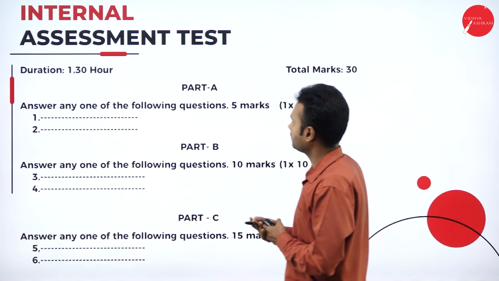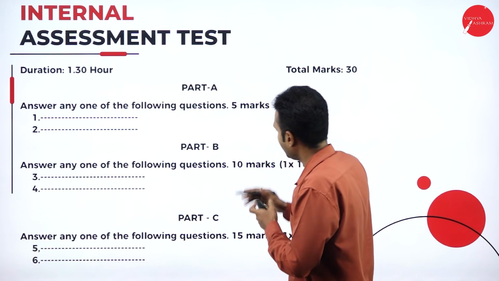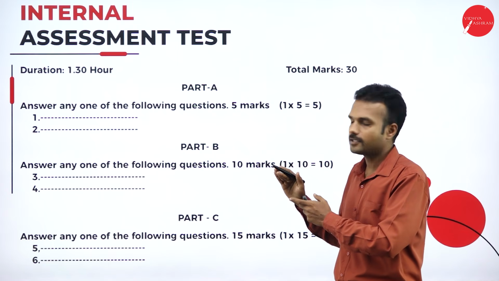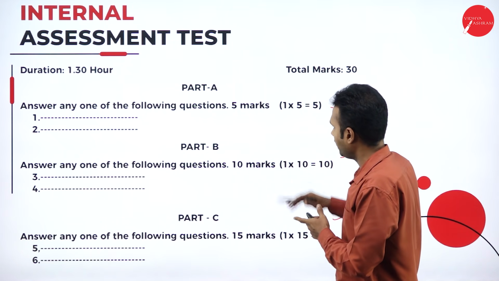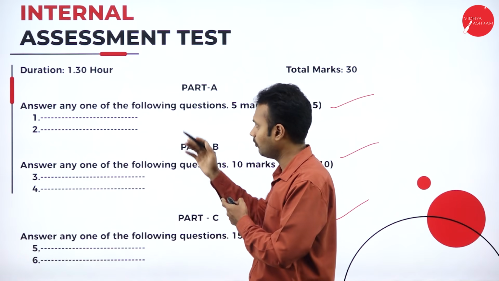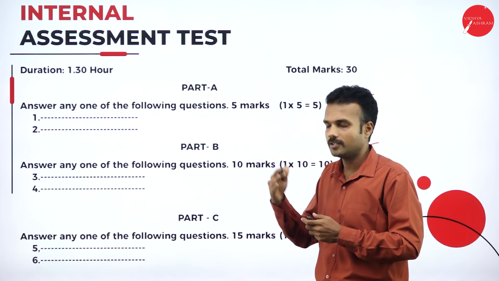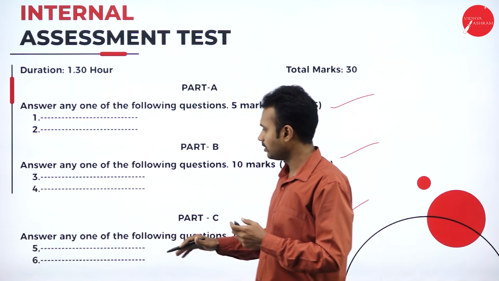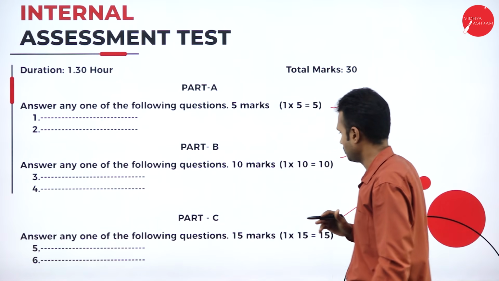This is the question paper pattern for your test that is being conducted. This question paper pattern is also classified into 3 categories: part A, part B and part C. Part A has 2 questions of 5 marks, of which you need to attend any one among the 2 questions. Part B has 2 questions of 10 marks, of which you need to attend one among them. Part C also has 2 questions of 15 marks, and you need to attend any one among those questions.